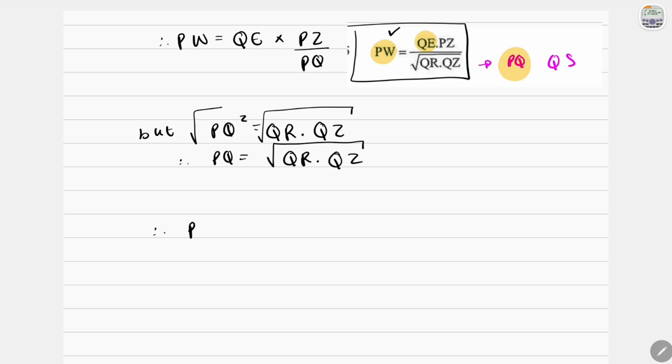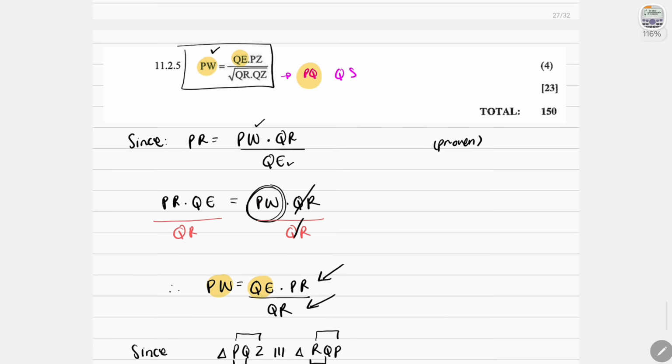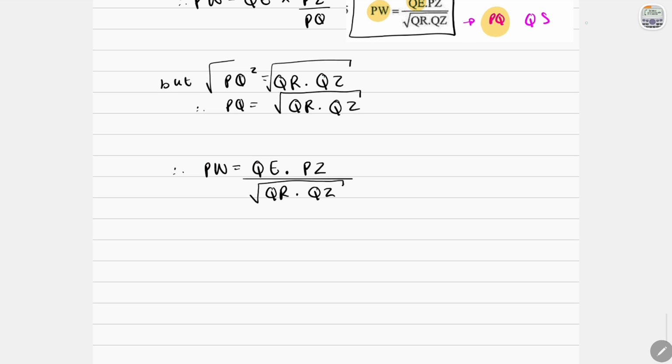So finally, PW is equal to QE. And then in the numerator, these are multiplying times PZ all over the denominator of PQ, which is just the square root of QR times QZ. Okay, there's a shorter way to put that down, probably, but I was just trying to show this step by step so you can see what happened there. Okay, but that is it. That's how they got to this point.